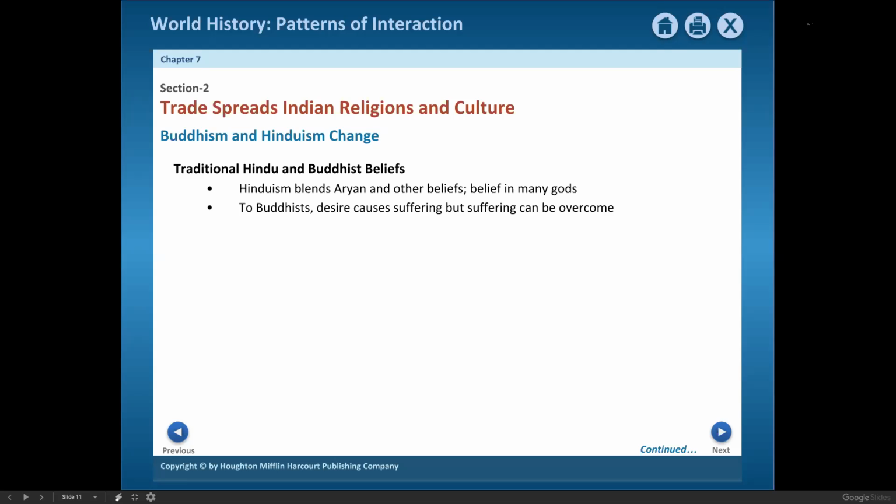Polytheistic. Very good. Polytheistic. Poly is multiple. So multiple gods. Mono is single. Poly is multiple. To Buddhists, the desire causes suffering, but suffering can be overcome.